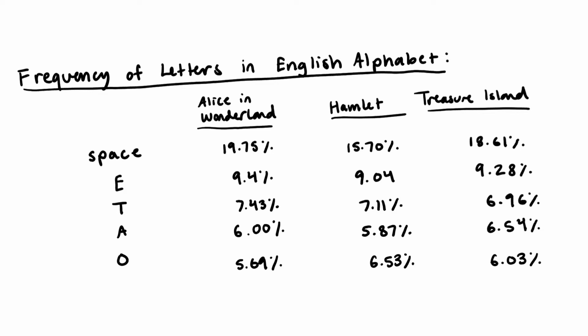The next is E, which is the most used letter in the English alphabet. As you can see, it's pretty consistent. It's around 9.9% throughout all these texts. T is around 7%. A is around 6%. And O is around 5 to 6%. So you can see that the frequencies of each element are pretty consistent, so we can use this information to decode a given set of random letters, knowing that in English these letters occur pretty consistently at the same rate.